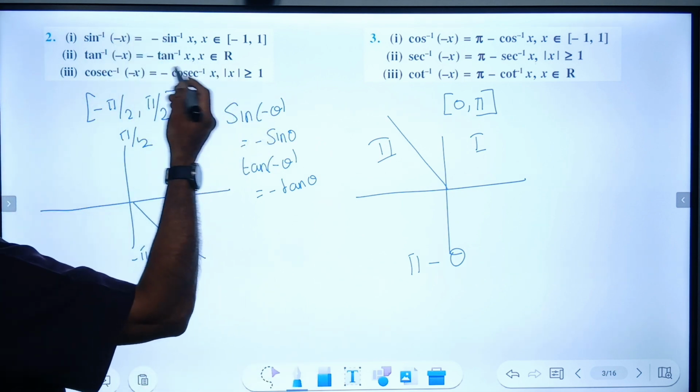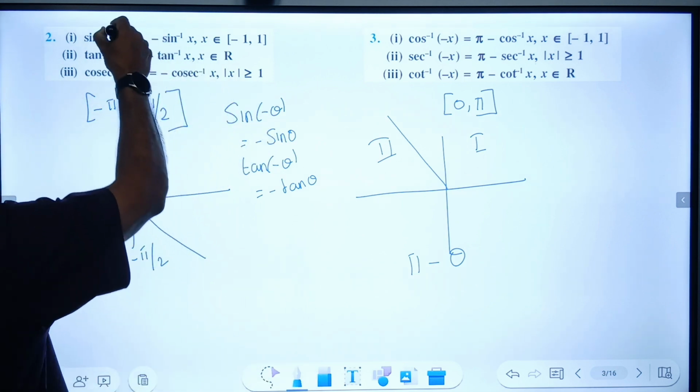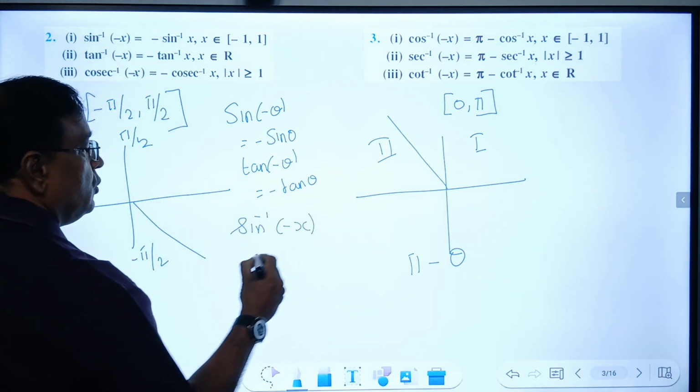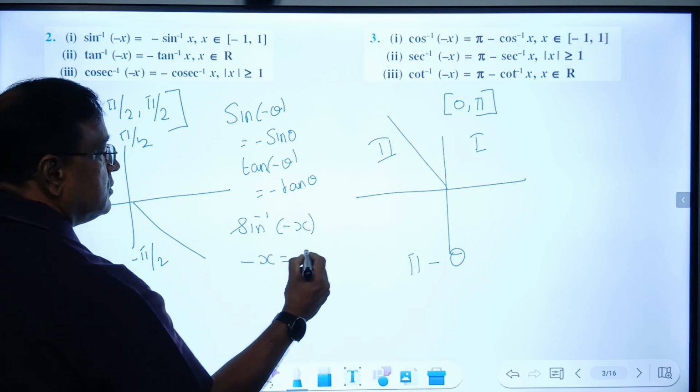Derivation also is very, very simple. If you want me to derive one, I'll show you. If I want to derive this, for example, you put minus x equal to sine theta.